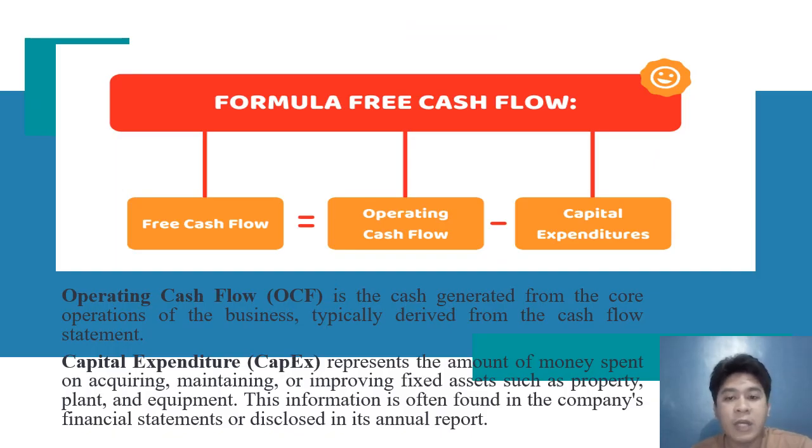In calculating the free cash flow, we can use this formula. Free cash flow is equal to operating cash flow less the capital expenditures. As I have said earlier, the operating cash flow or OCF is the cash generated from the core operation of the business, typically derived from the cash flow statement, while the capital expenditure or the CAPEX represents the amount of money spent on acquiring, maintaining, or improving fixed assets such as the property, plant, and equipment. This information is often found in the company's financial statement or disclosed in its annual report.